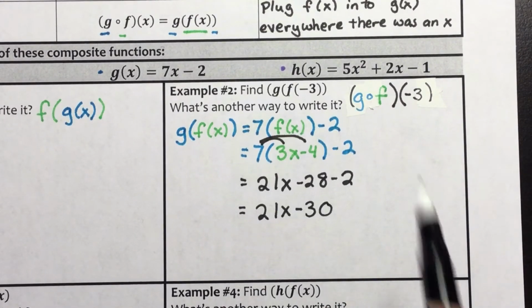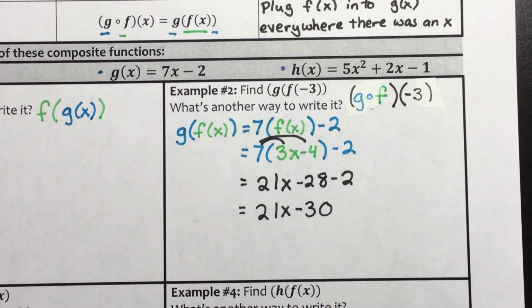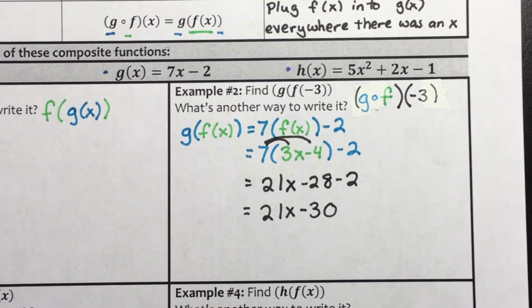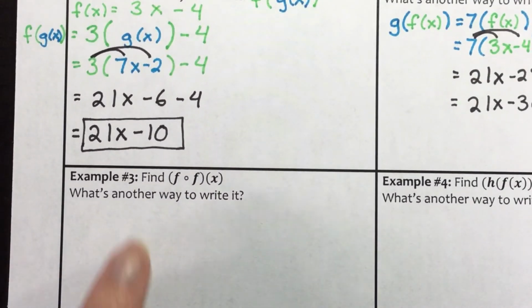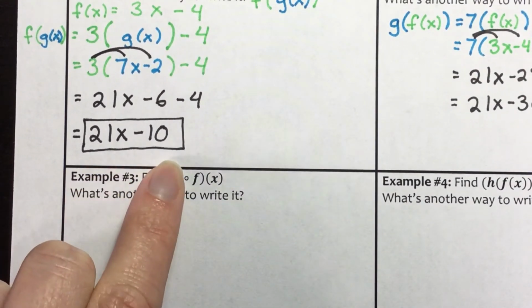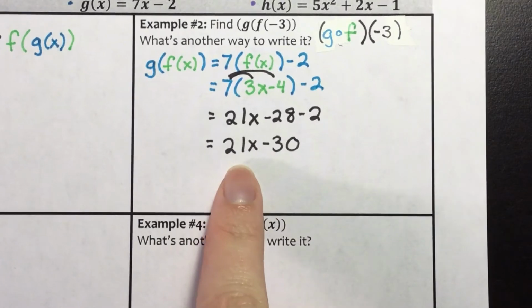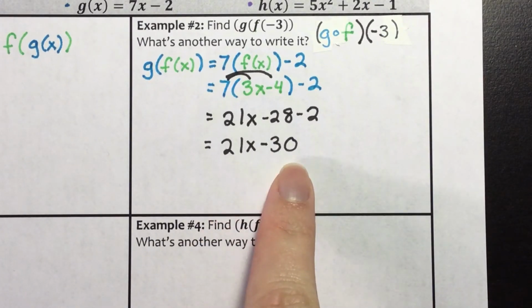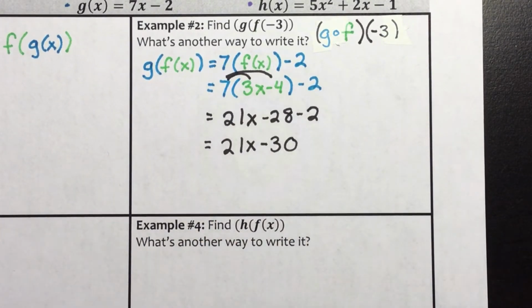Okay, so one of our questions was, is g of f of x the same thing as f of g of x? And the answer is no. On one of them we got 21x minus 10, and the other one we got 21x minus 30. Okay.